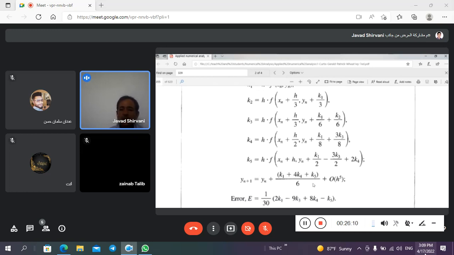The local error here is of the order h^5, more accurate than the fourth order and less accurate than the Runge-Kutta-Fehlberg approach.